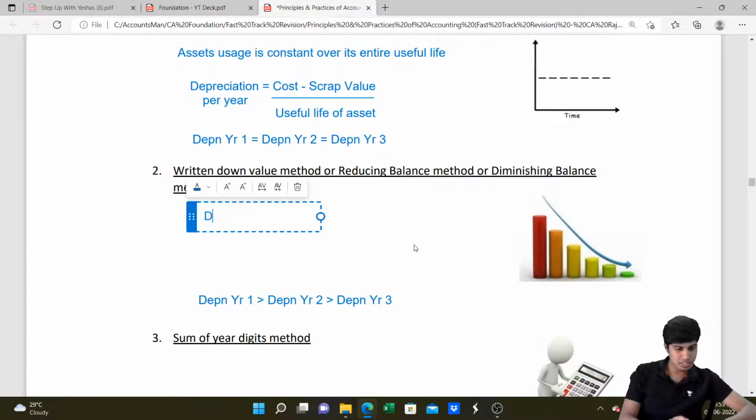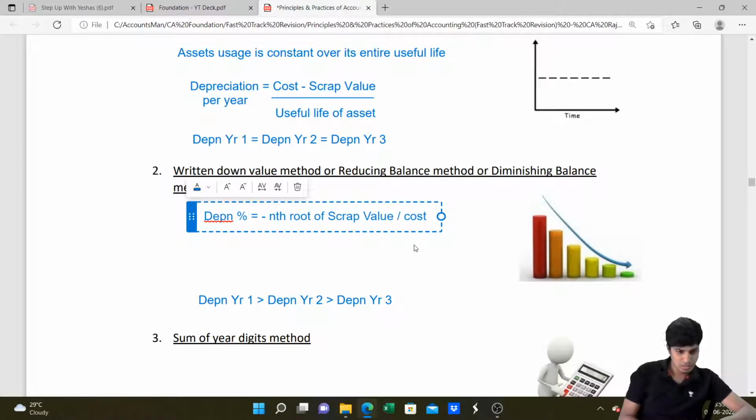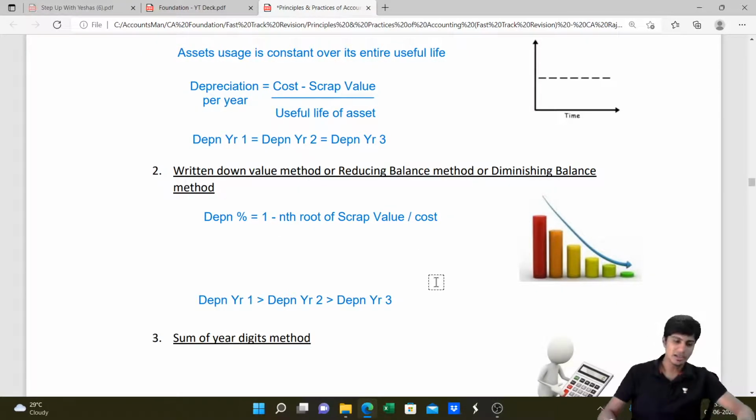Under this method, depreciation percentage is found like this. Depreciation percentage is equal to 1 minus nth root of scrap value divided by cost of the asset. It looks a lot better when I write it in the form of an equation, but that's okay. I hope you guys understand.